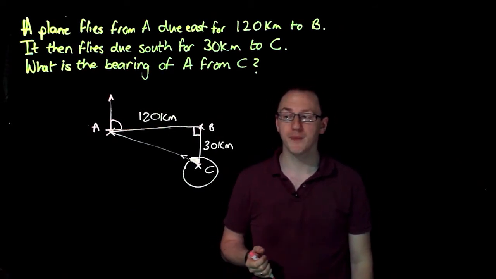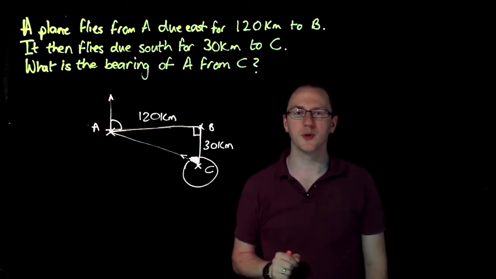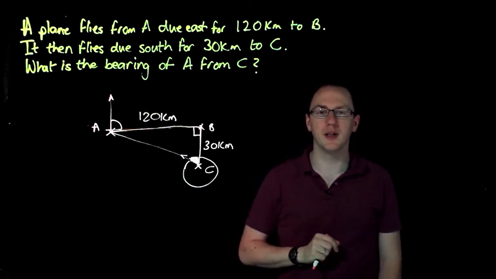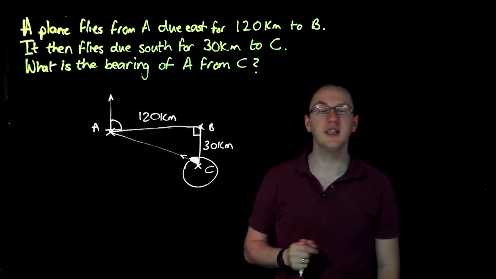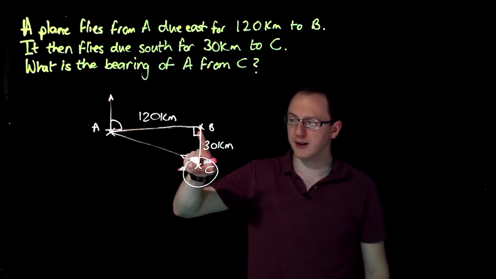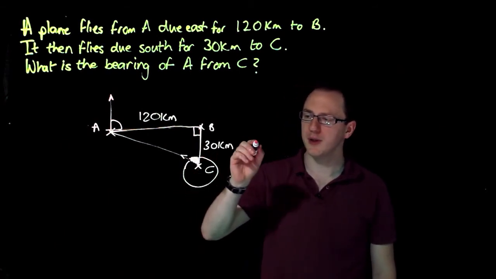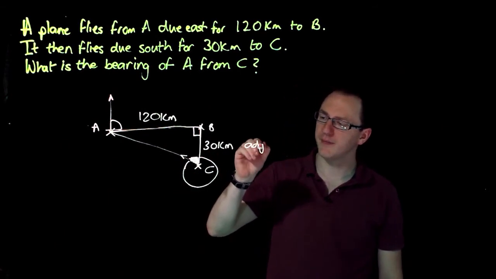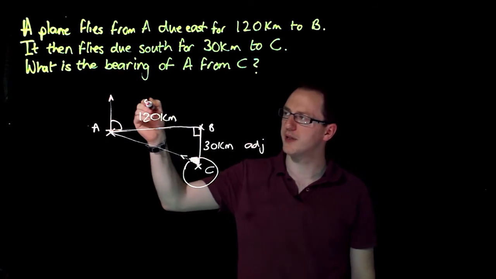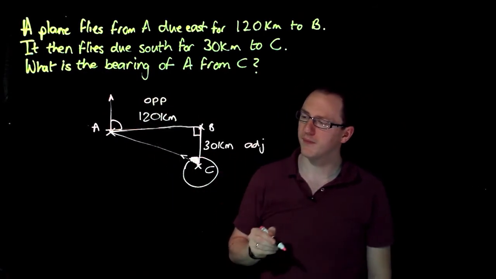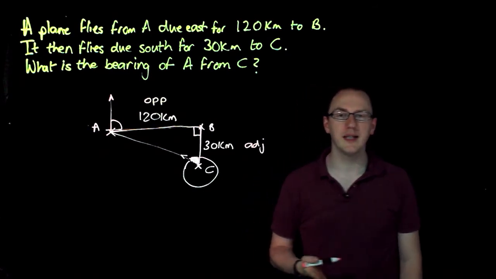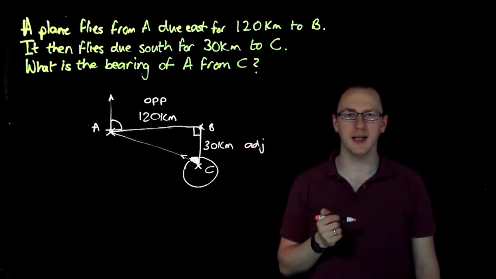So let's do that. We've got two sides. We're trying to find an angle. That tells us we're going to need to use trigonometry. So let's identify our sides. Here's our right angle. Here's our known angle, which means this is our adjacent, and this is our opposite. So which of the three trigonometric relationships uses the opposite and the adjacent?